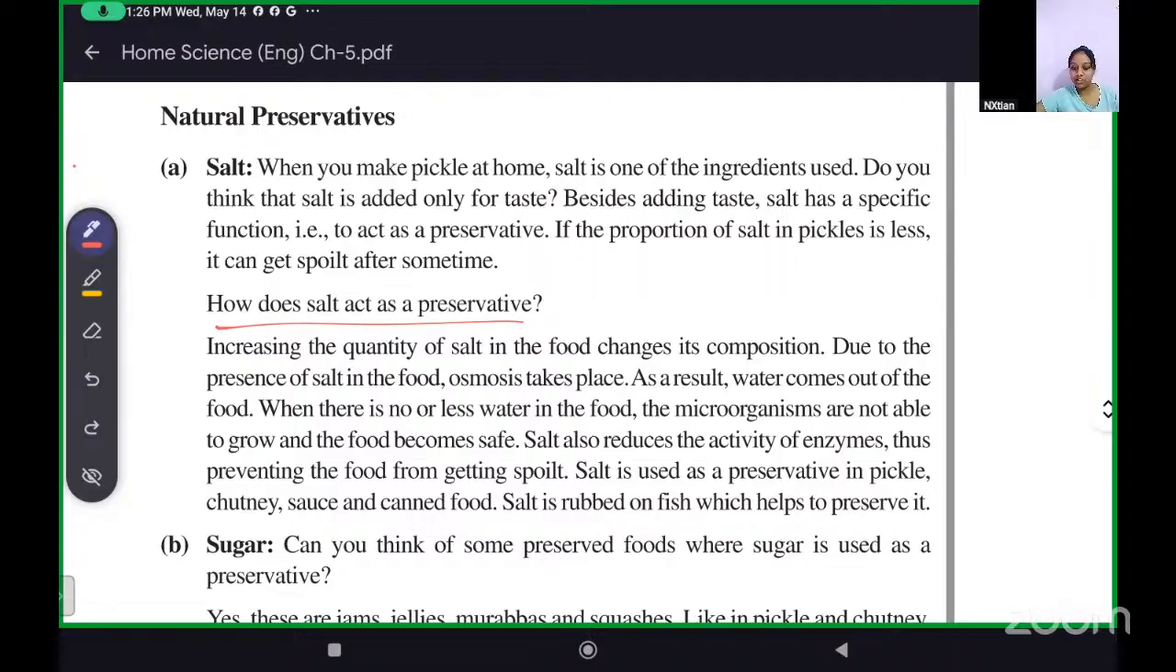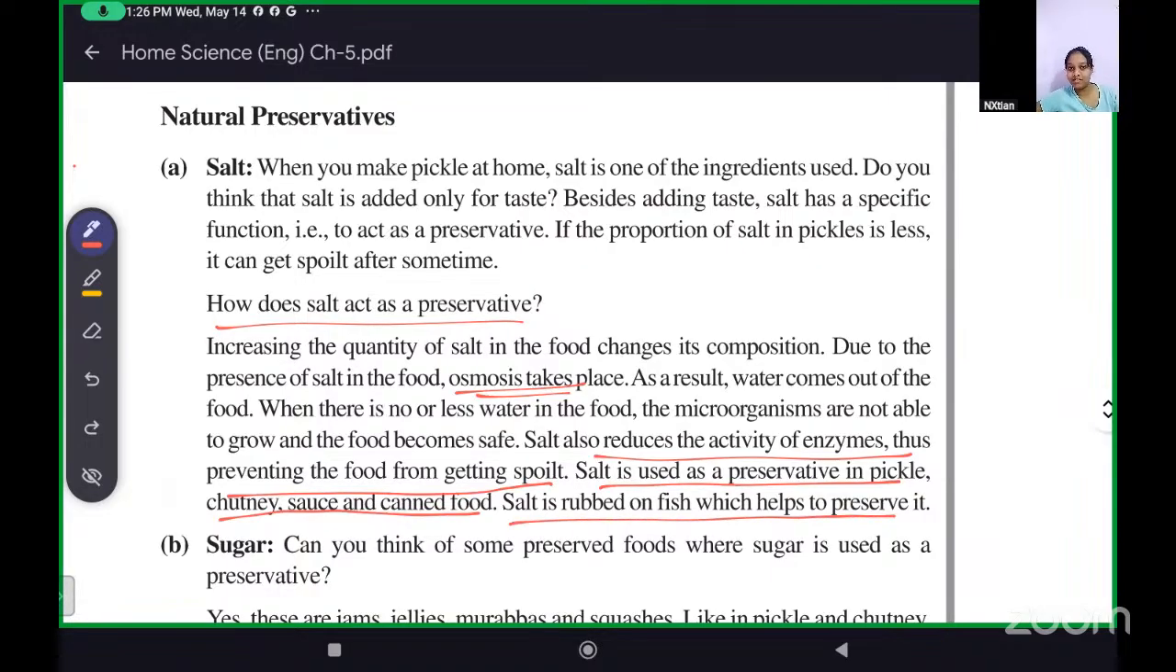Increasing the quantity of salt in food changes its composition. Due to the presence of salt in the food, osmosis takes place. As a result, water comes out of the food. When there is no or less water in the food, the microorganisms are not able to grow and the food becomes safe. Salt also reduces the activity of enzymes, thus preventing the food from getting spoiled. Salt is used as a preservative in pickle, chutney, sauce, and canned food. It is rubbed on fish, which helps to preserve it.